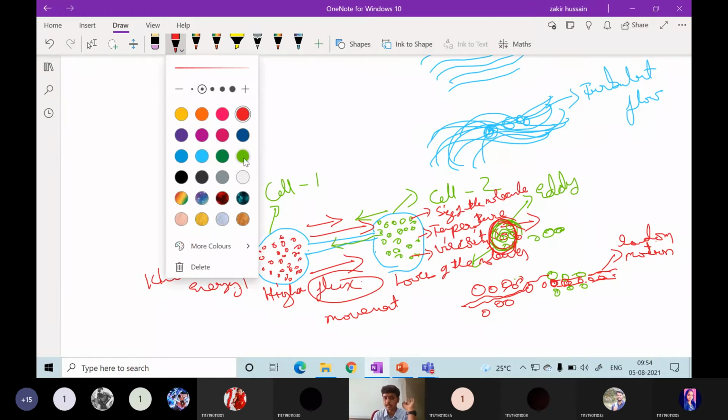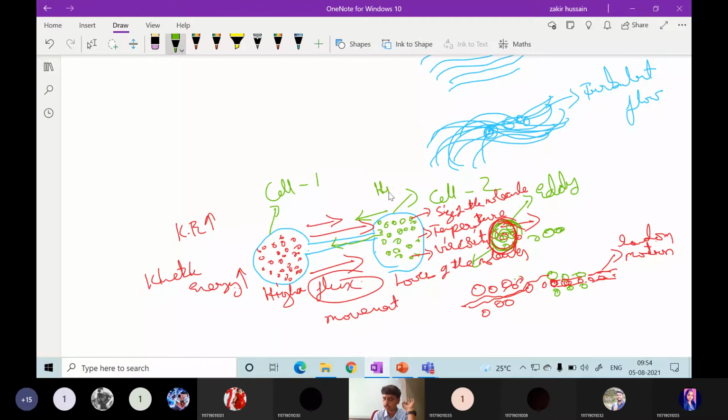Similarly, for green molecules, this is the higher concentration region because they are present in maximum number. This cell is a low concentration region for the green molecules. So they will be moving in this direction, and the red molecules are moving in this direction. So diffusion is nothing but a net flux or movement from a higher concentration region to a lower concentration region.